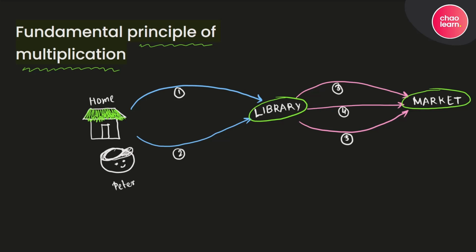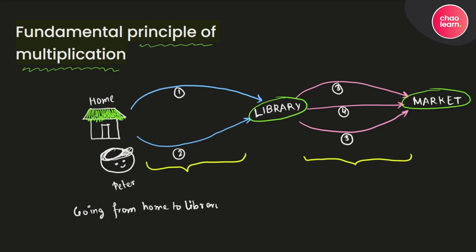So let us name the two jobs that Peter has to do over here. So there are two jobs. First, going to the library from home, and another job is going to the market from the library. So let us name these two jobs. First, going from home to library. Let us name it as job A, and it could be done in two ways. Two ways, right?